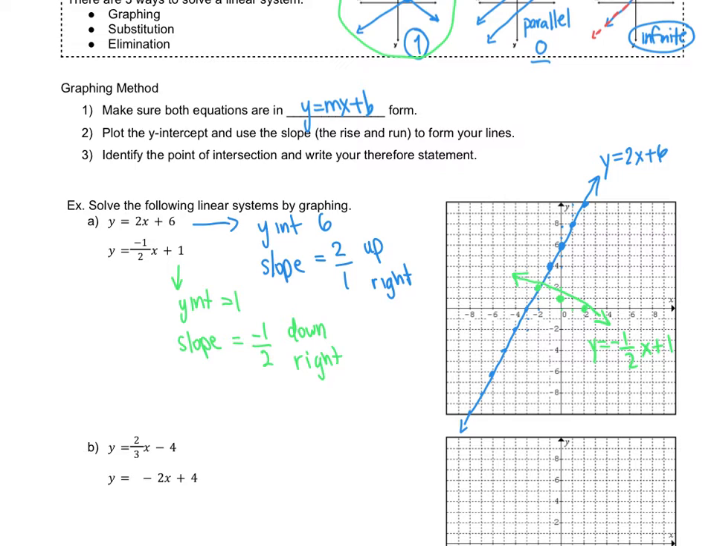and now let's read off that point of intersection, which is right here. The coordinate is -2, 2. Always put the x value first. And now our therefore statement. Therefore, POI, point of intersection, is -2, 2.